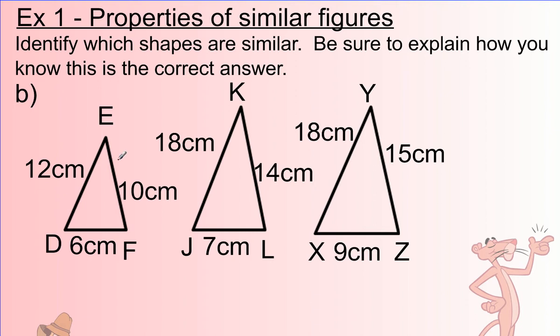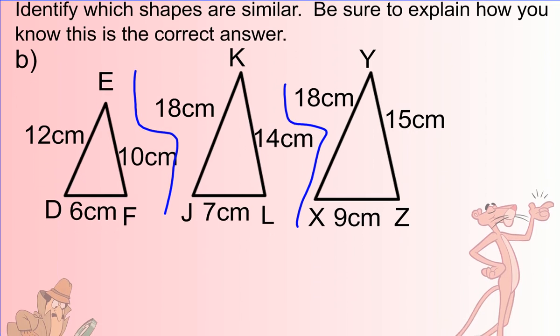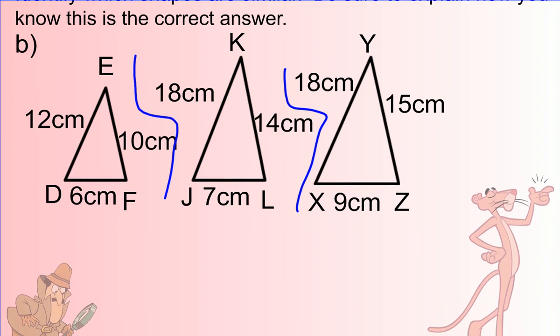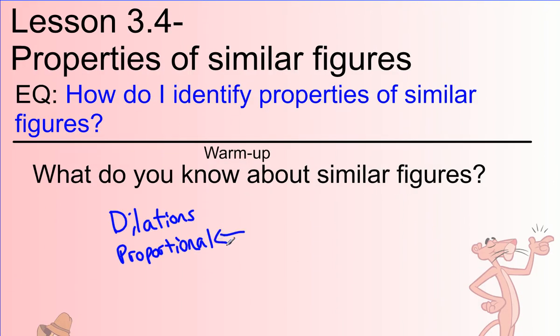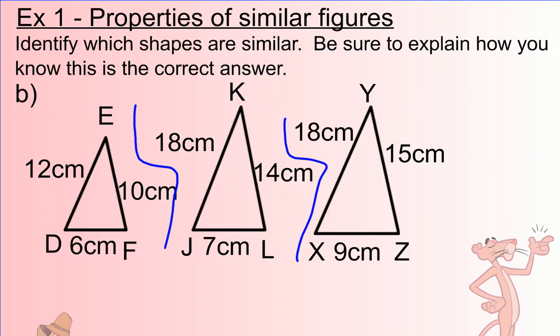Example B. We have three triangles here and it's a little cramped. There we go. So I have DEF, JKL, and XYZ. And I want to know which of these shapes are similar. So the first thing I'm going to do is remind you that similar figures are proportional. So if similar figures are proportional, we can use a proportion to determine if they are similar.